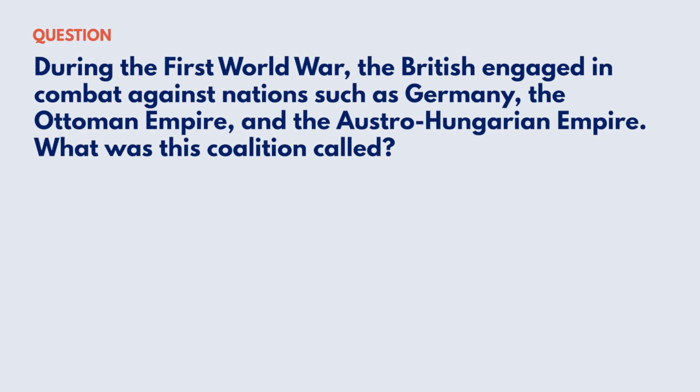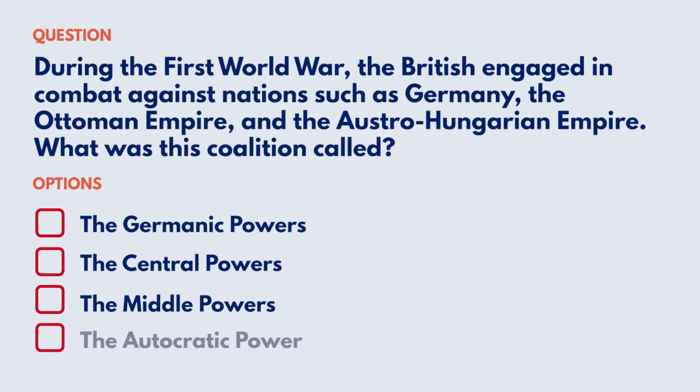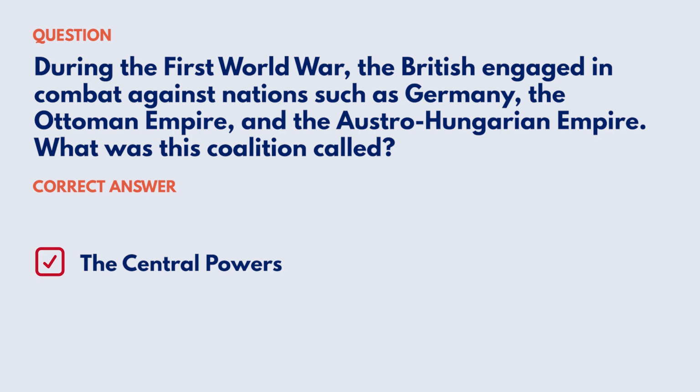During the First World War, the British engaged in combat against nations such as Germany, the Ottoman Empire, and the Austro-Hungarian Empire. What was this coalition called? The Germanic Powers. The Central Powers. The Middle Powers. The Autocratic Power. Correct answer: the Central Powers.